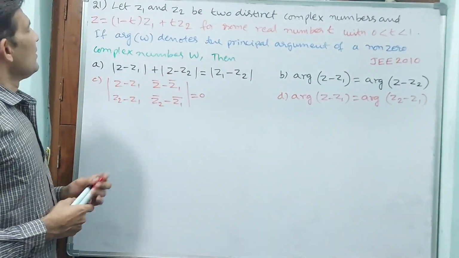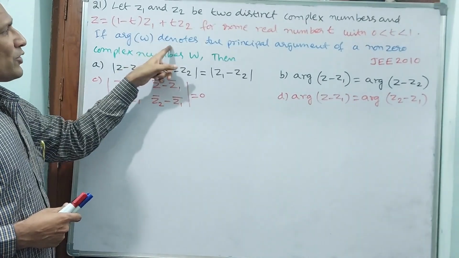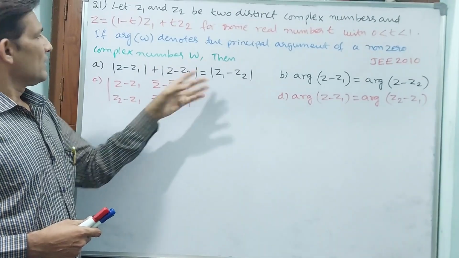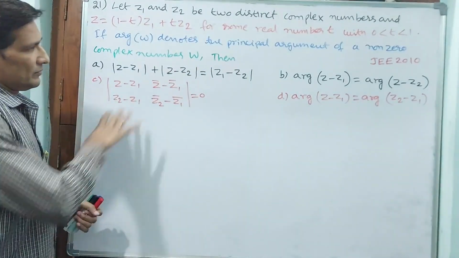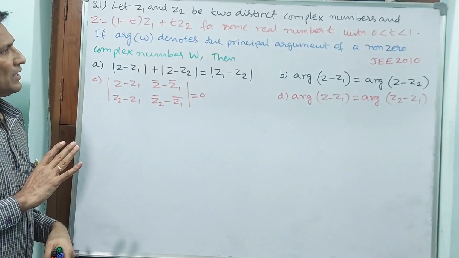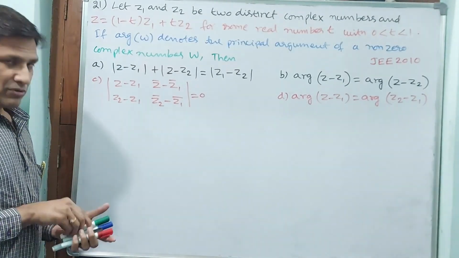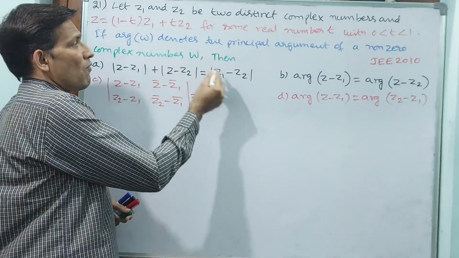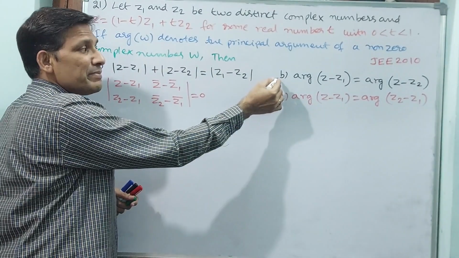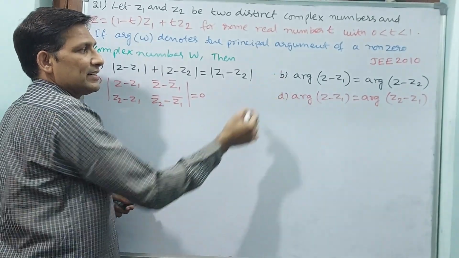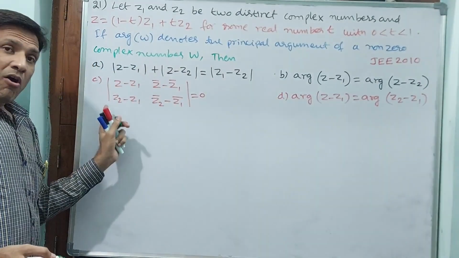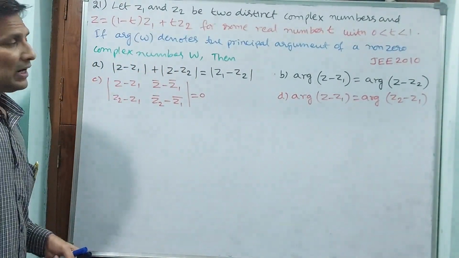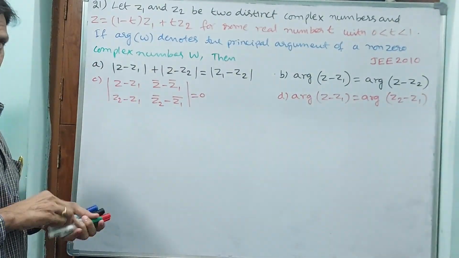If argument of w denotes the principal argument of a non-zero complex number w, then what is the answer? Like they are asking. Now step by step we will do. Observe carefully. This is a special question. Here they have asked what is not correct, so immediately you can grasp this: A, C, D are all correct. That means you have to keep 3 answers, A, C, D. How it is and all, let us see.